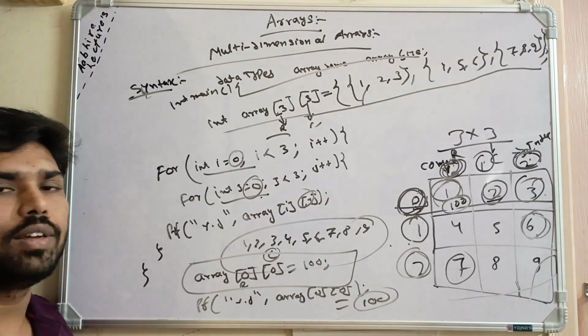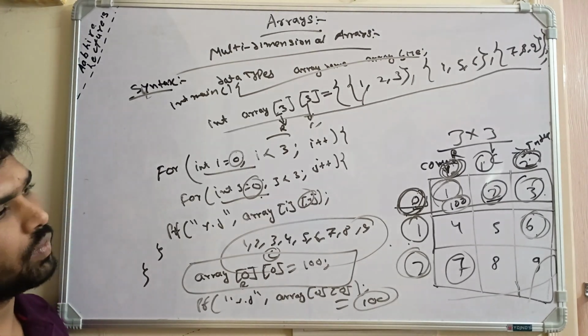So like that we can access using a for loop, and we can modify also. So this is the multi-dimensional array. Okay, I hope you got something.